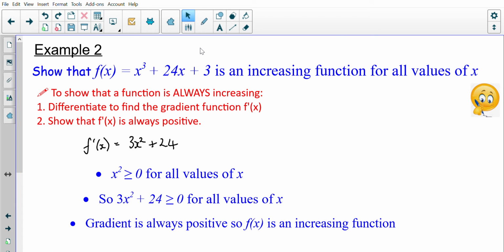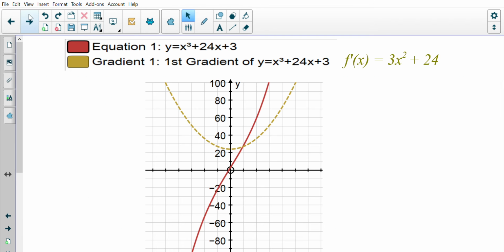Let's have a look at this graphically so we can see that the gradient is positive for all values of x. So my red curve here is my original cubic function. We can see that that's an increasing function for all values of x because we can see that it's going upwards. But if we plot the gradient function, which is my quadratic, 3x squared plus 24, I can clearly see that that quadratic is always positive because it's always above the x-axis.